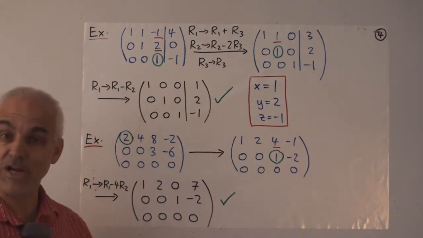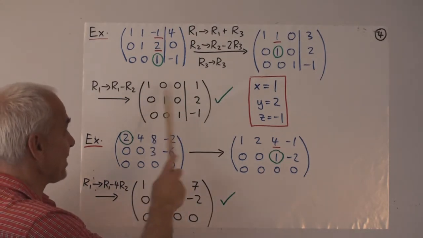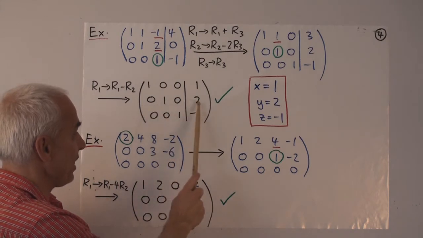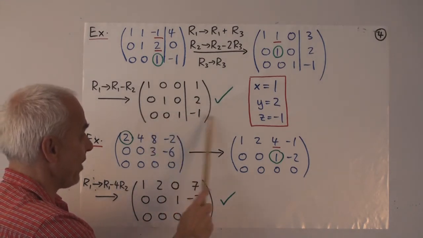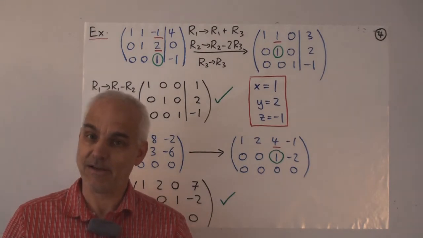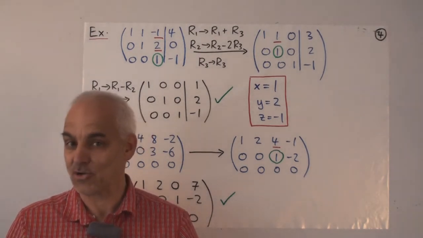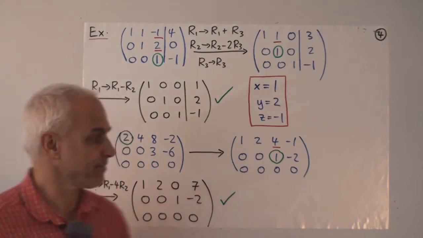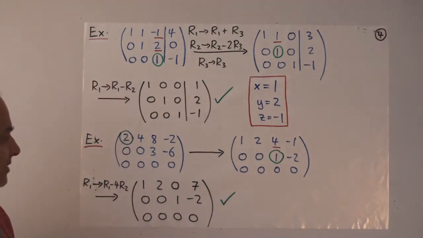And it makes it easy to read off what the solution is. x equals 1, y equals 2, and z equals minus 1. That's the same answer that we obtained in the previous slide with just high school back substitution. This is the matrix form of that.